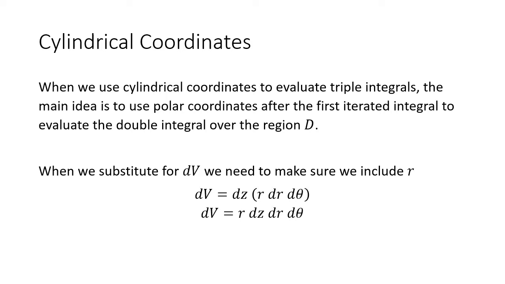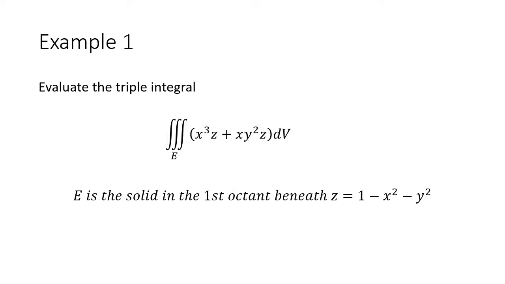And so when we group and simplify, we have to make sure that when we substitute, we always keep track of that extra r. That's a very common mistake when we're doing cylindrical coordinates, and polar coordinates as well. And then obviously the rest of the dV becomes dz, and then our dr and our d theta. So let's take a look at an example and see how we would actually use these in context.